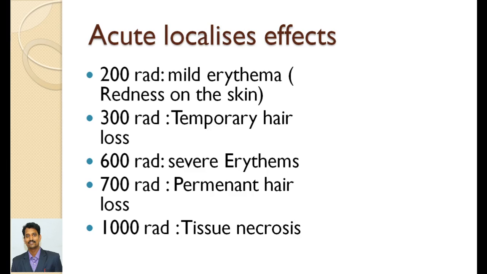What are the effects of different doses? Here I am using the unit rad. There are many units used for radioactive radiation: rad, curie, and roentgen. Roentgen is the amount of radiation per kg. So 200 rad of radiation is enough to cause a mild erythema, which causes redness on your skin.